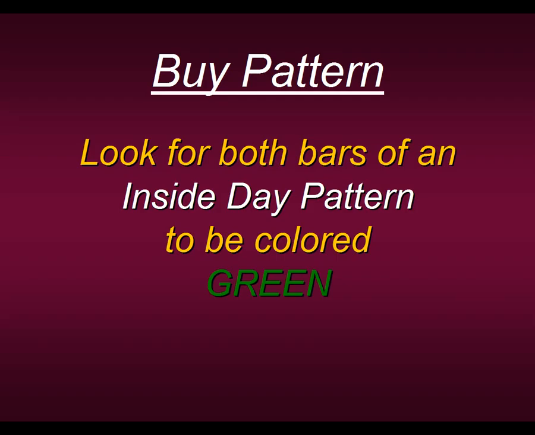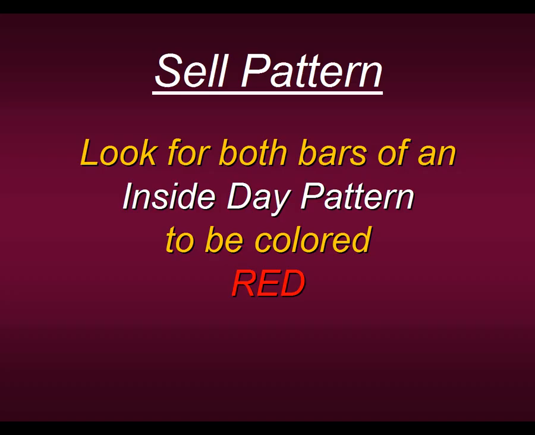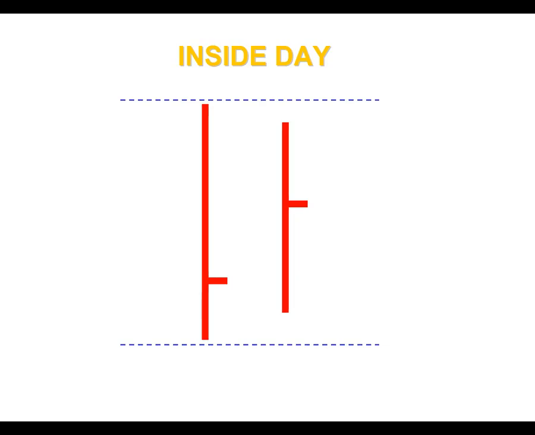So here's what we're looking for. For a buy setup, we want to look for both bars of an inside day pattern to be colored green. So what we saw before now should look like this. This is all we need to tell us that we have a perfect setup to go long after we see this pattern set up. And for a sell pattern, we want to look for both bars of an inside day pattern to be colored red. So now we have the confidence of knowing, since the colors are red, that the trend is down, and we have the confidence of knowing that we have a continuation pattern in the inside day, so we can go short.